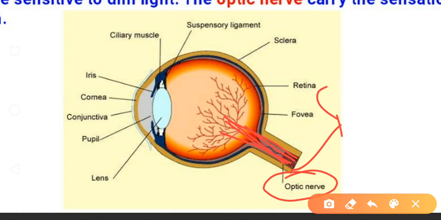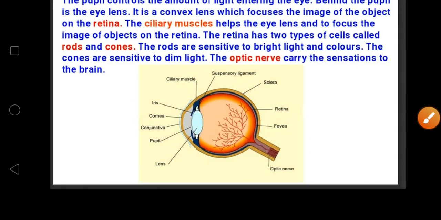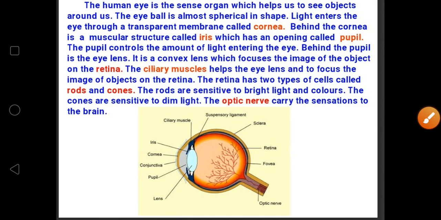Suppose here is a brain. Clear? So these signals go to the brain through the optic nerves. So optic nerves are helpful in sending the message to the brain, and the optic nerves have two types of cells. These are rod cells and cone cells. I will provide you the structure and the explanation of the eye, so you can see the rod cells and the cone cells also. I will give you the notes of this eye.